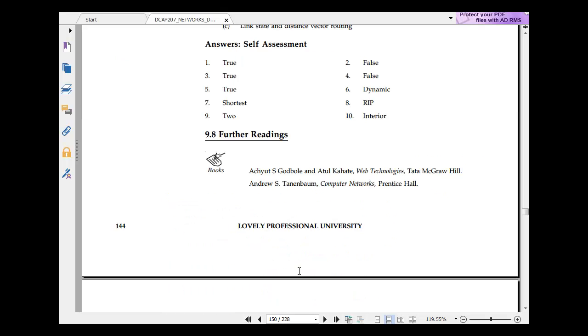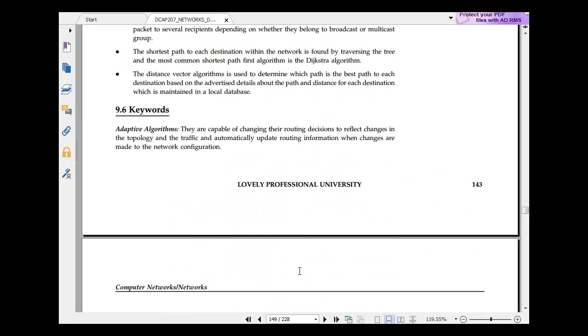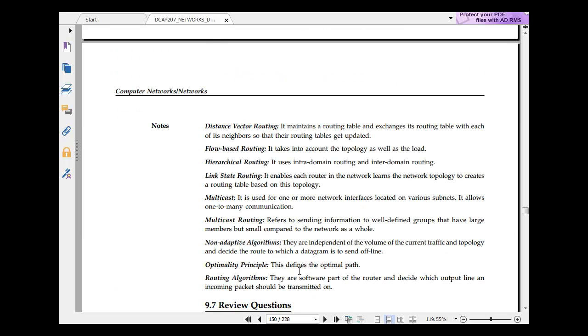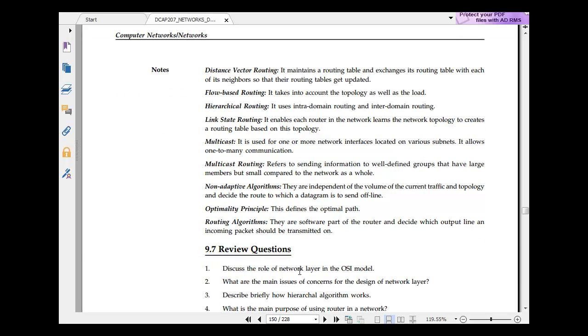So quickly going back and talking about what we just did. We talked about adaptive algorithms. They are capable of changing their routing to reflect any changes in topology. Distance vector routing maintains a routing table and exchanges the routing table with each of its neighbors. Flow-based routing takes into account the topology as well as the load. Hierarchical routing uses intradomain routing and interdomain routing. Link state routing enables each router in the network to learn the network topology and create a routing table based on that topology.